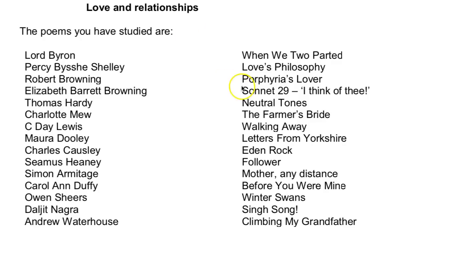So let's imagine I've got Porphyria's Lover here. So this is about a man and a woman, both of whom are in love with each other. And I could compare that to another love poem that was similar. So When We Two Parted is also about a male and a female lover, and the relationship ends as it does here. So a simple, clear comparison would be to compare those 2 poems.